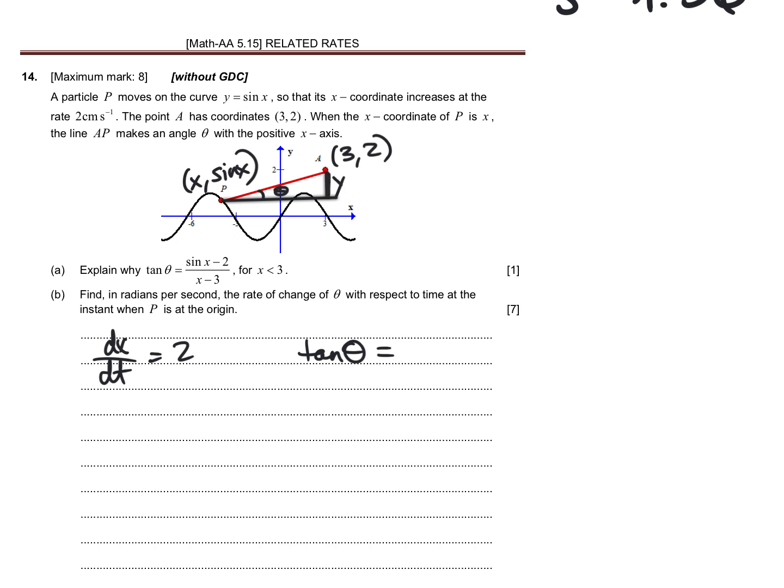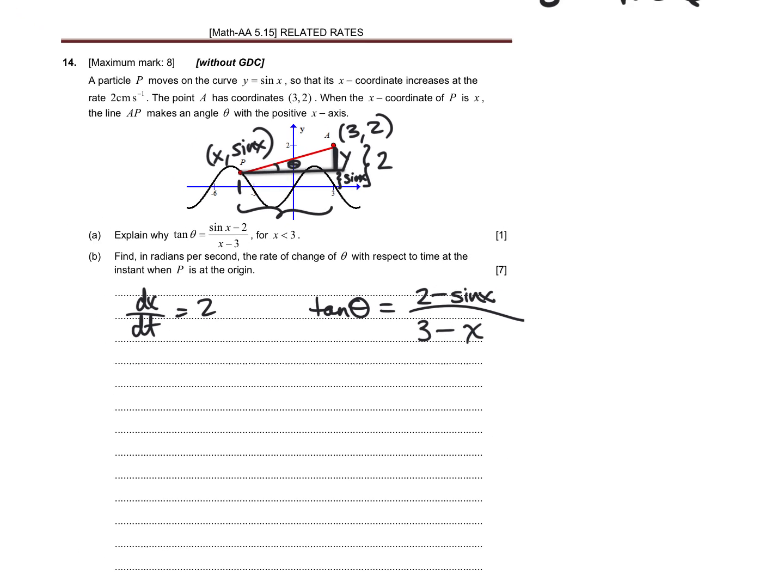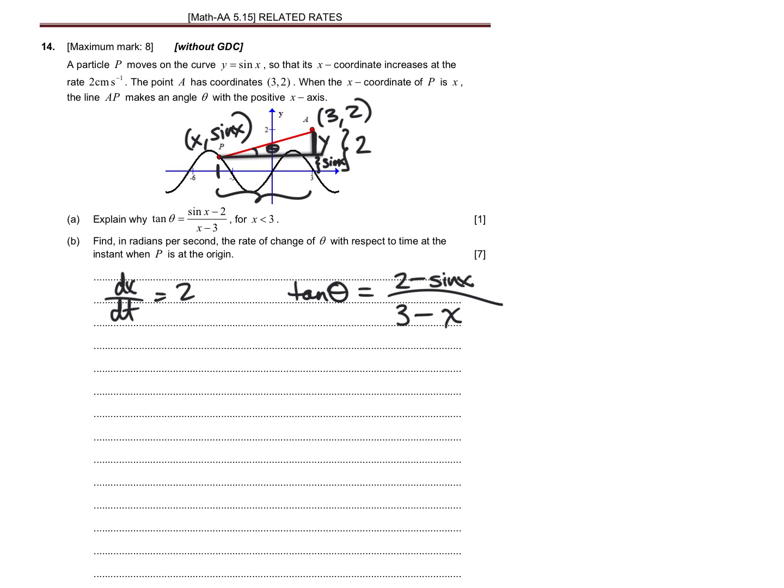So if we want y, this whole thing is 2. And then this little bit is going to be sine x. Okay, so y is going to be 2 minus sine x. That's opposite from that angle, over the adjacent, which is going to be 3 minus x. Because if x is like -4 here, this whole distance is 7. So 3 minus -4 is 7. Okay. So that is the same. So if we factored out a negative, it'd be sine x minus 2 on top, and negative down here, x minus 3. So yeah, we get A.